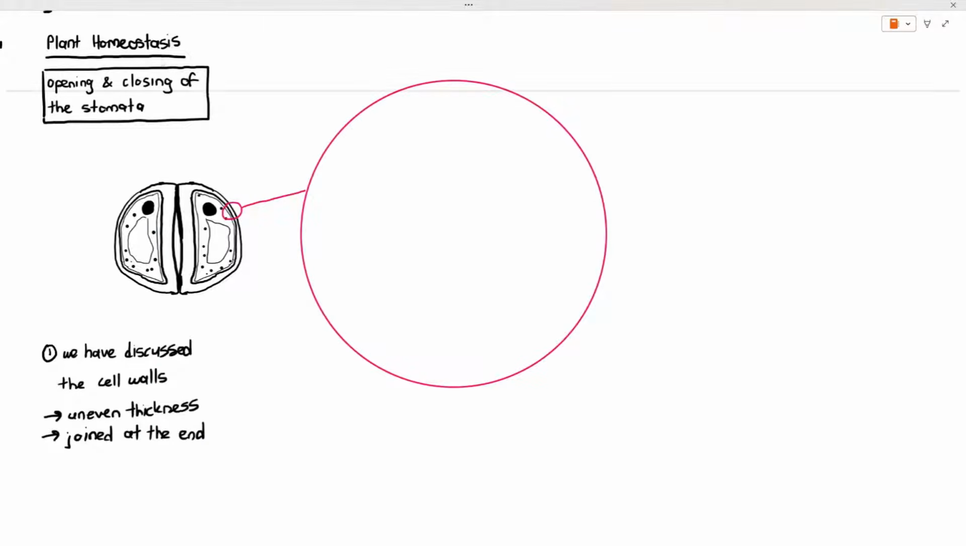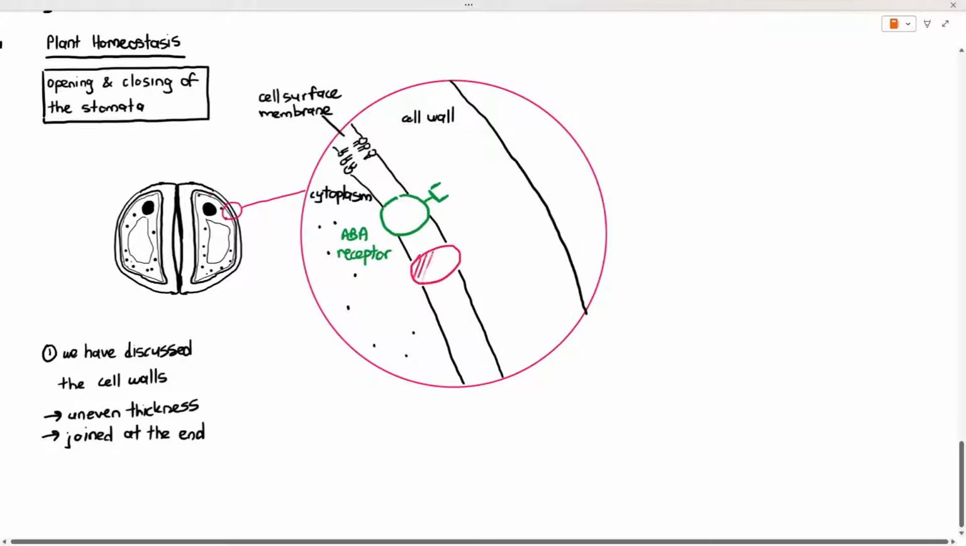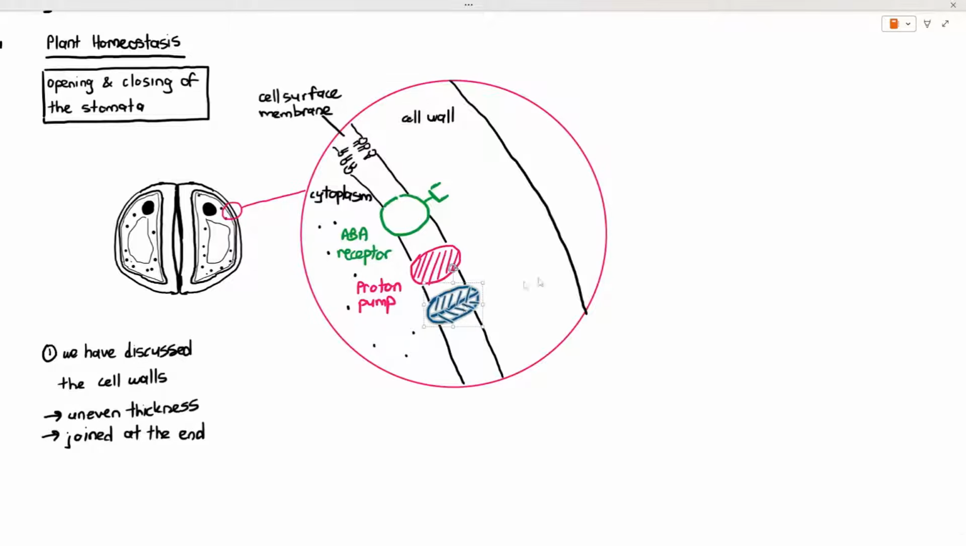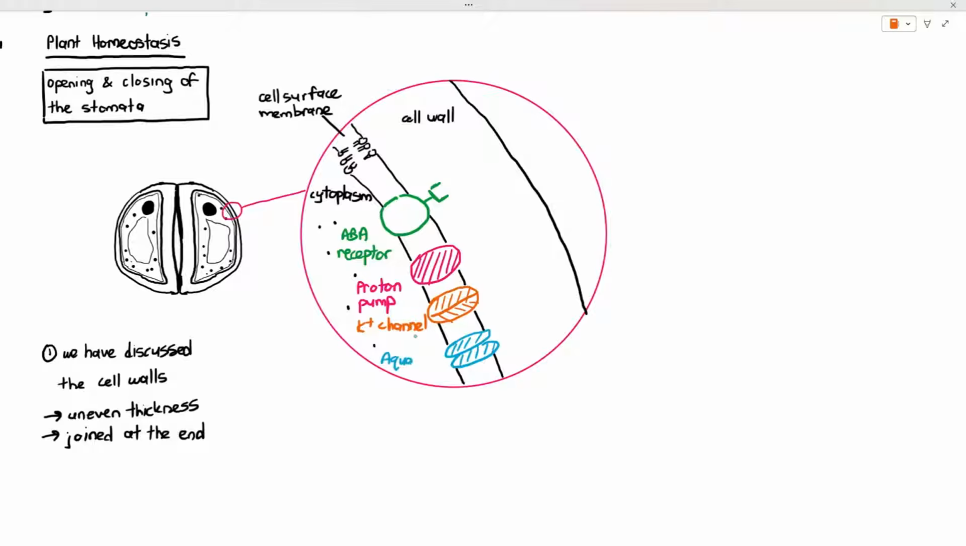Now, we have discussed the uneven cell wall thickness, joined at the ends, and now we're going to see the cell surface membrane of the guard cells. In the cell surface membrane of the guard cells, you can see the cytoplasm and cell wall. The phospholipid bilayer represents the cell surface membrane, by the way. The guard cells have a few transport proteins and also receptor proteins. One is called an ABA receptor. I will talk about the ABA receptor much later, but I want you to focus on the fact that it has something called a proton pump, potassium ion channel, and also aquaporin.